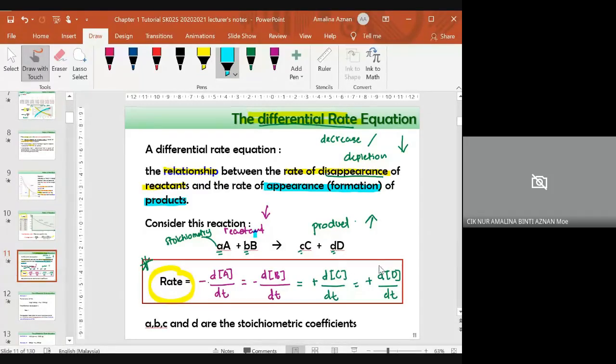So when do we write the stoichiometry? For stoichiometry, we write it at the front. So it means the rate of disappearance of A is 1 over a, following its stoichiometry. And for B, 1 over b. It depends on the stoichiometry in front.